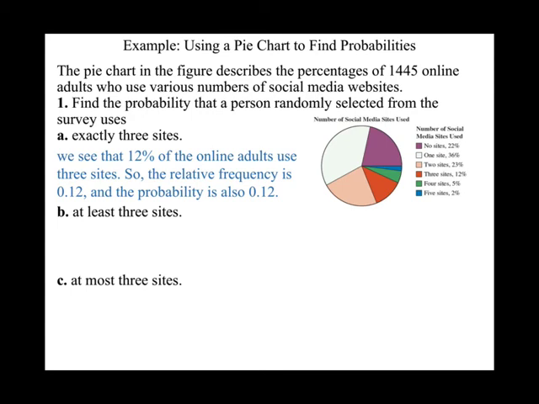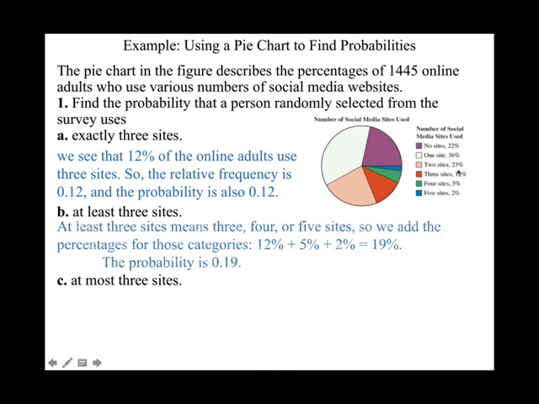Okay, B, at least 3 sites. At least means 3 or greater. So at least 3 means 3 or 4 or 5. Okay, so I have 3 or 4 or 5. So we can just add up these three numbers together. That will be 19%. Write it down, so the probability will be equal to 0.19.